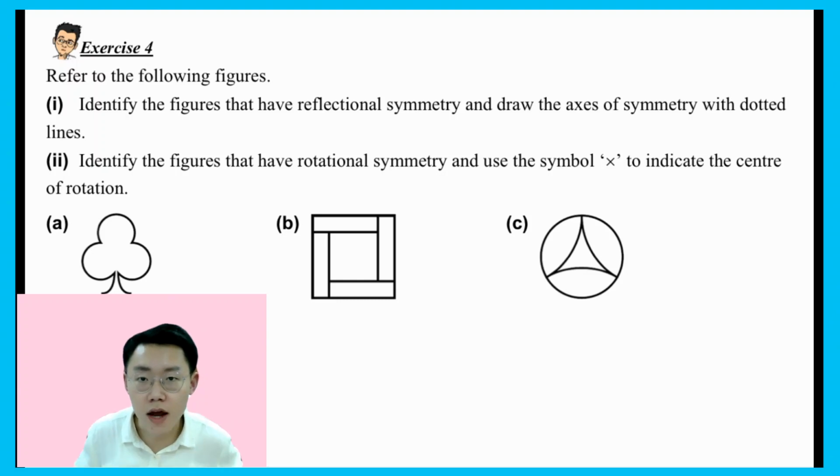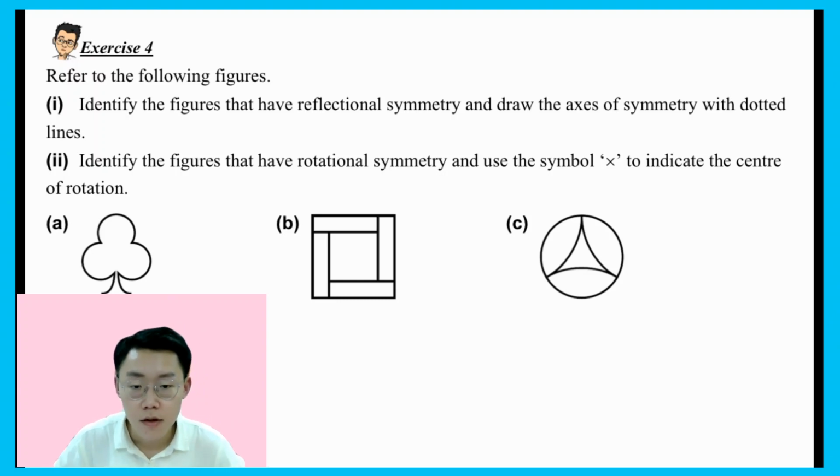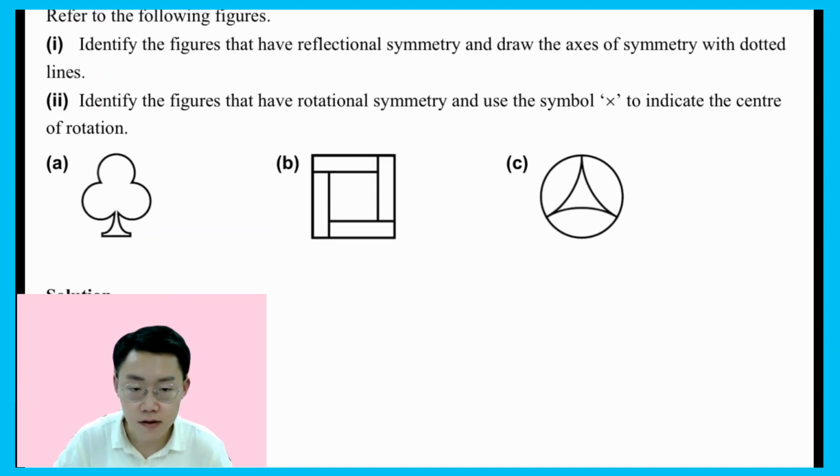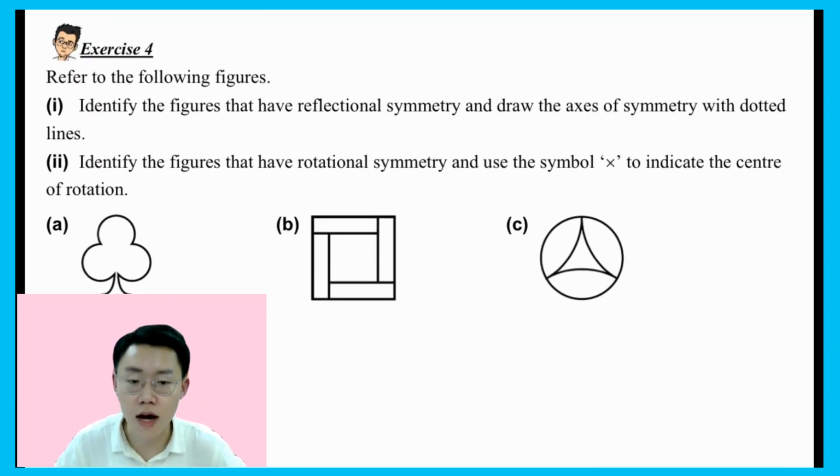Okay everyone, so now it's time for exercise 4. For these questions, you can see there are 3 figures, and the questions ask you to identify the figures that have reflectional symmetry and also draw the axis of symmetry with a dotted line. Okay, so I will do part A and part B for you, and for part C you need to do it by yourself.